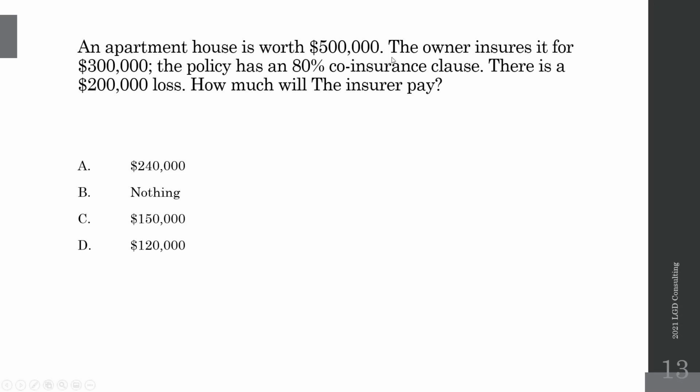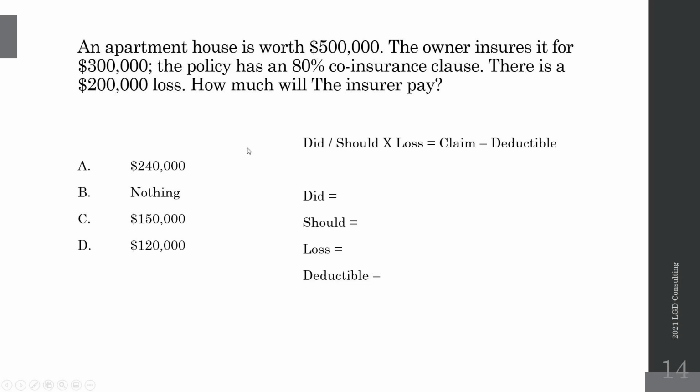Okay, so we have the items. What we want to do is just plug in the equation. Remember, the amount of insurance you did have divided by what you should have, times the loss, equals how much is going to be paid on the claim minus any possible deductible. Well, we don't have a deductible here. So you just want to plug in the items here. Did divided by should times the loss minus the deductible. Okay, so you did have $300,000 because that's how much coverage you bought. You should have had $400,000.